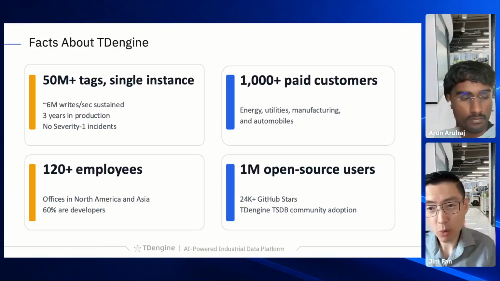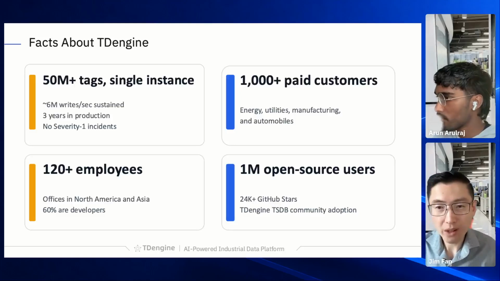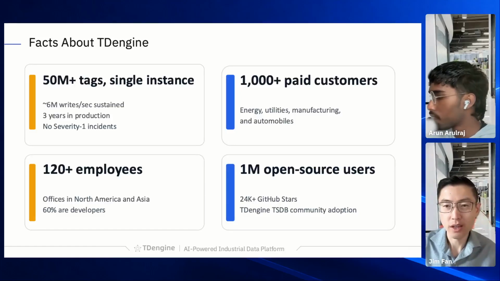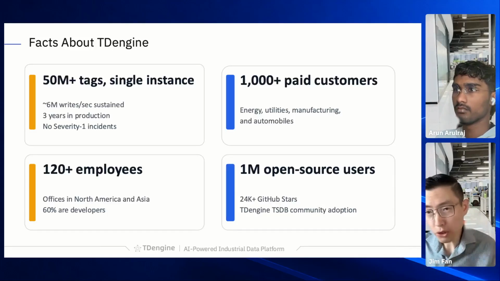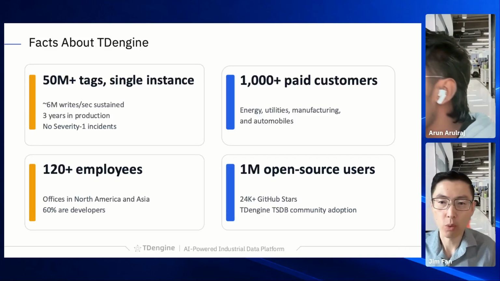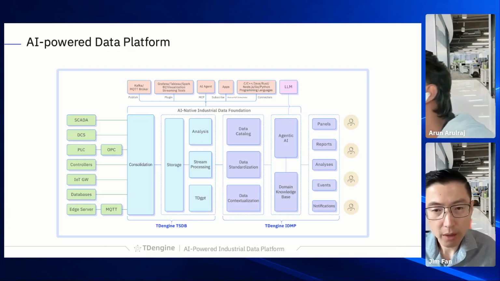With regards to the team, we have a team in North America and a team in Asia. Overall, we have about 120 employees, and over 60% of us are developers or engineers. So we're a very engineering-heavy company. We also have an open source version of our time series database. At this point, it's been downloaded by more than 1 million users around the world. So that's a brief intro to the company.